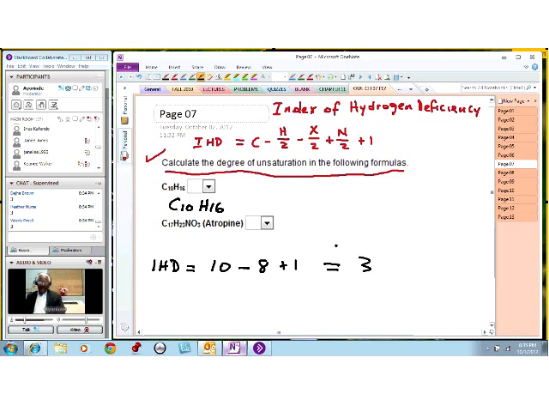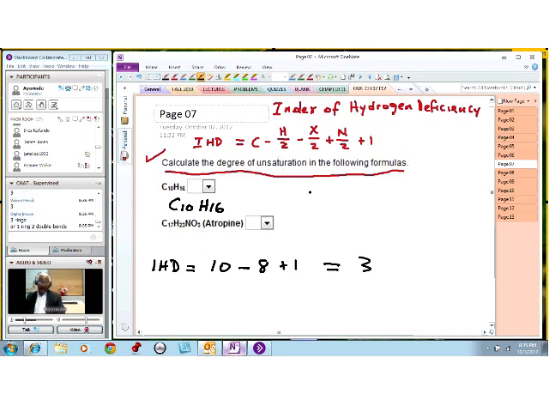Now the question I have for you is, what does this tell you? Let us assume that this molecule only has double bonds. How many double bonds does this molecule have? 3. Okay, supposing it has only rings. How many rings does it have? 3 exactly. Or you could have a combination of rings and double bonds. Okay, so we have done that. Very good. Now let us do the next one.